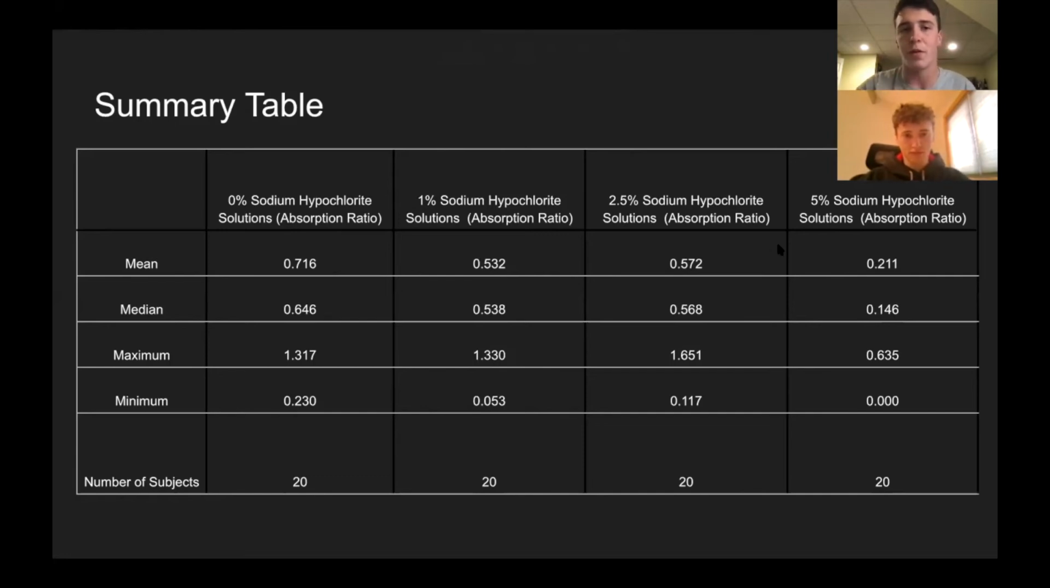However, the 2.5% solutions actually had a higher mean absorption ratio than the 1%, implying that there is maybe no change in efficacy or even a decrease in efficacy between that 1 to 2.5% sodium hypochlorite range. This table also summarizes very well that we employed 20 different test subjects for each concentration, but most perplexing from this is that you can see that the highest maximum value is this 1.651 value, which belongs to the 2.5% sodium hypochlorite solutions.